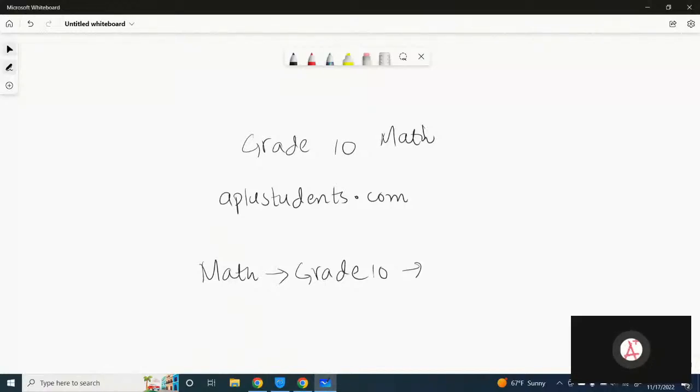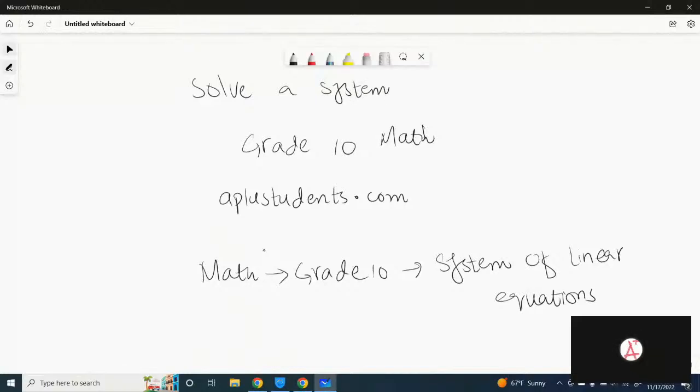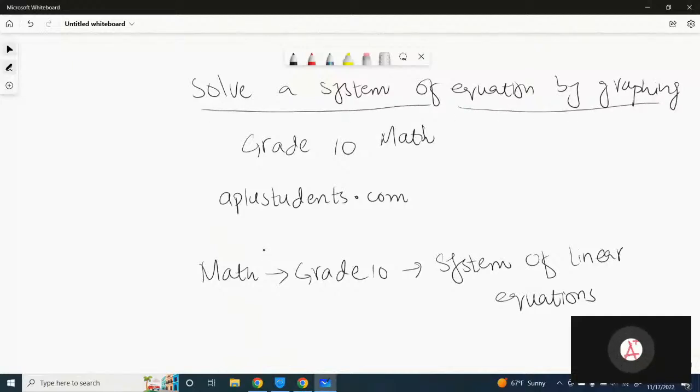And we're going to start with the lesson system of linear equations. So we're already working on the chapter. The lesson we're going to start with is solve a system of equations by graphing. Please make sure you have your notebook and pencil so that you can note down the important points and definitions as well. Got it?